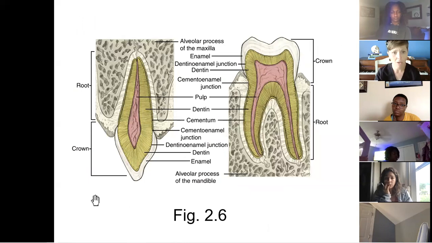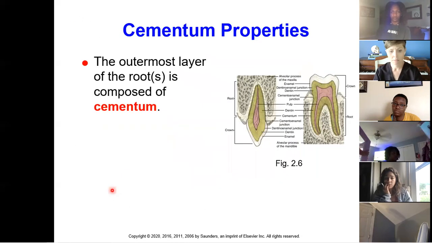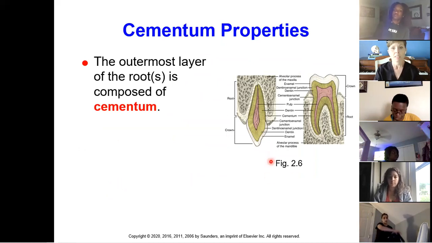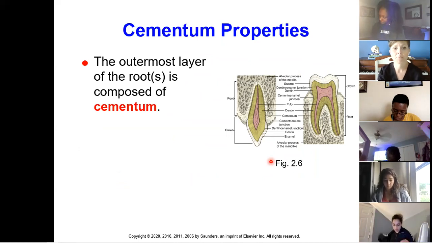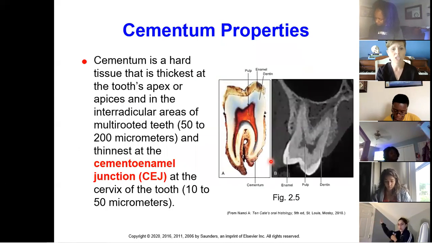Any questions about this so far? No? Okay. So cementum is the outermost portion of the root, and the CEJ is the area where the cementum and the enamel touch.